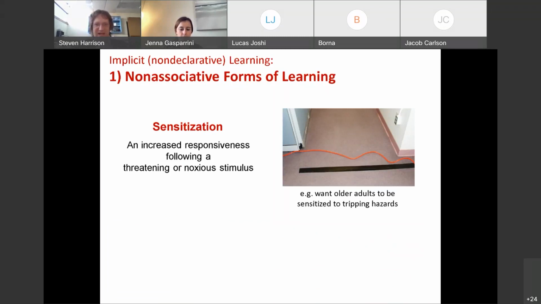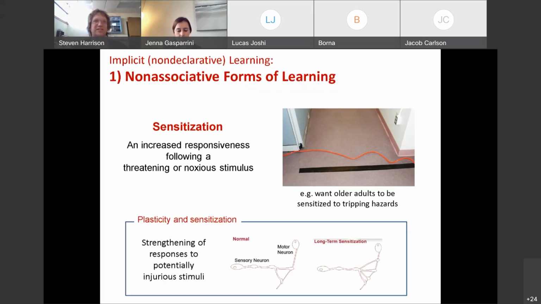So here's the example I alluded to earlier. If you have a frail older adult, an individual for whom the consequences of tripping and falling are high, it would be functional for them to be sensitized, to have a reasonably strong response to a part of the environment that could make them fall over. We can see the parallel here, looking at plasticity again, and here we're seeing the strengthening of responses by virtue of how the nervous system connectivity is organized to potentially injurious or noxious stimuli.